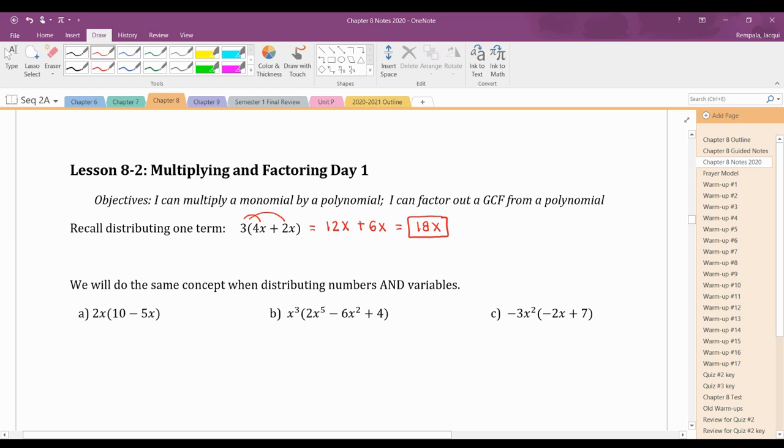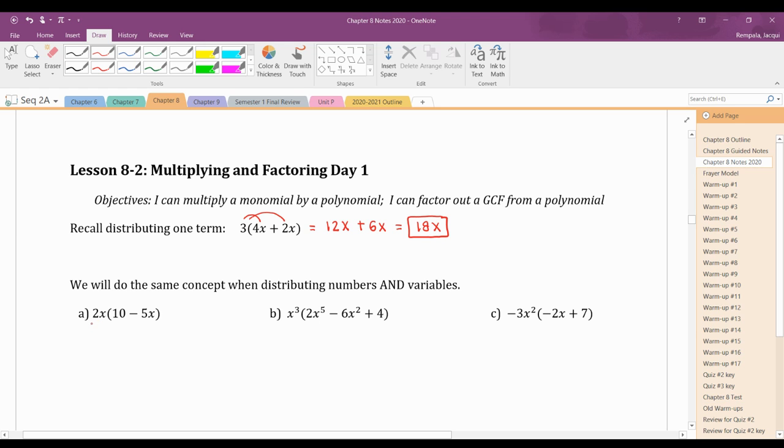But to distribute meant we took whatever was on the outside and we multiplied it to everything on the inside. So that's the exact same thing that we're going to continue to do. However, it might not just be numbers that we are distributing. Sometimes it could be numbers and variables. So let's take a look at these examples here. We've got 2x times the quantity of 10 minus 5x. So this time it's not just a 2 on the outside, but it's an x.